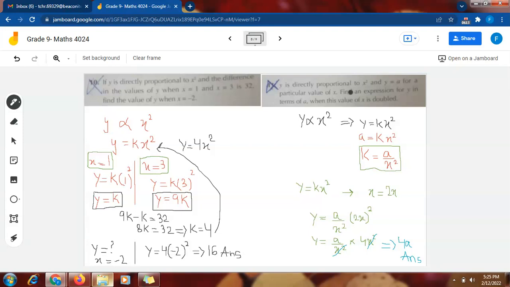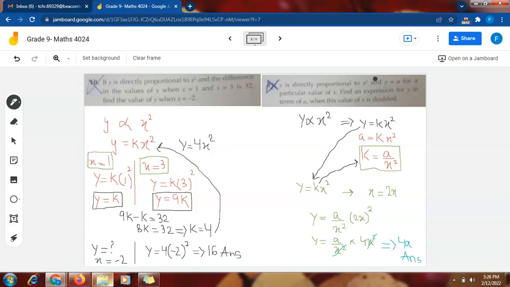Now in the next part, find an expression for y. Again, I have to find an expression for y in terms of a when this value of x is doubled. Now the value of x is doubled, and you know that doubled means I have to multiply x by 2. So now I will use again the same equation. The equation is y equals kx squared. This is our main equation. And now in place of k, I will use this value which I have calculated in the first step.